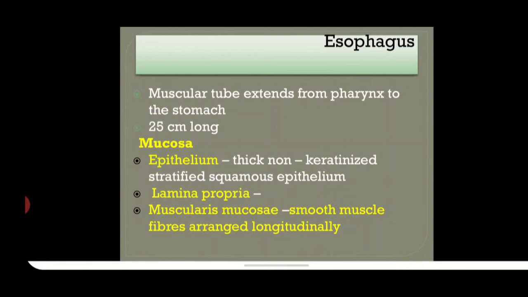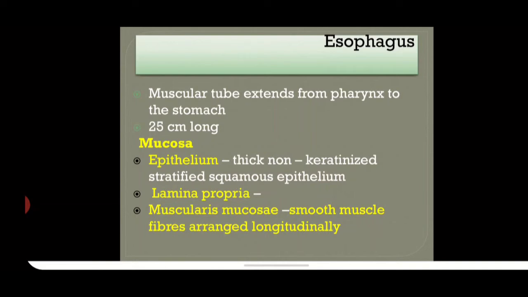So the first slide you have seen in the last class is the tongue, and this is the second slide having the same epithelium. These two are the important slides with the same epithelium, thick non-keratinized stratified squamous epithelium. With that you can identify the slide, it should be tongue or esophagus. So okay, we can identify with the epithelium.